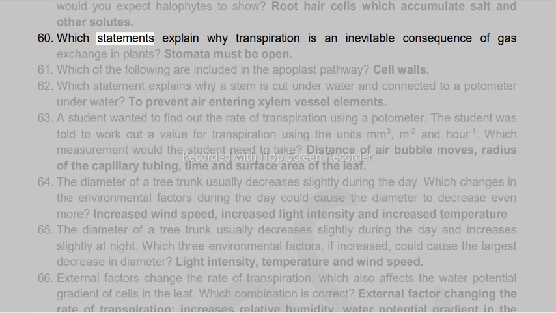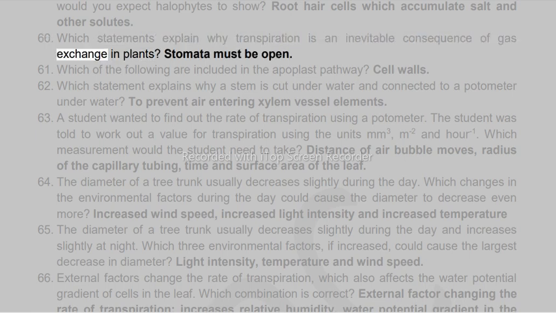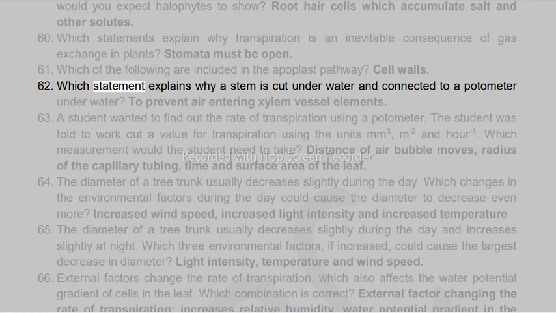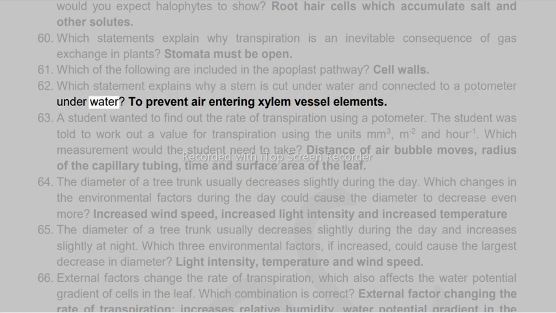60. Which statements explain why transpiration is an inevitable consequence of gas exchange in plants? Stomata must be open. 61. Which of the following are included in the apoplast pathway? Cell walls. 62. Which statement explains why a stem is cut underwater and connected to a potometer underwater?